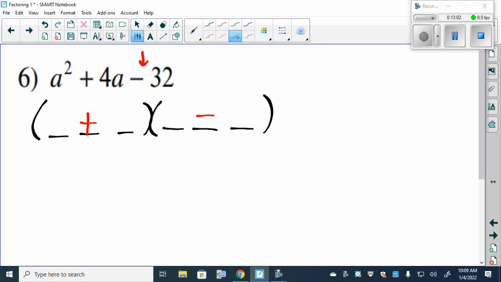Now that brings us to step number 4, finding the factors of the first and third term. Well, the factors of a squared are a and a. Now the factors of 32, well, we have 1 and 32, 2 and 16, 4 and 8. 5 does not work, 6 doesn't work, so we're done.